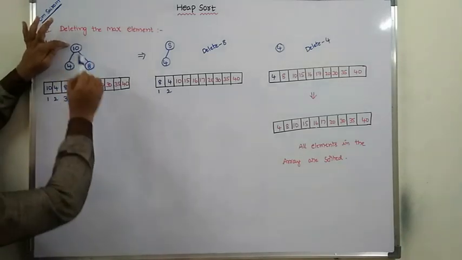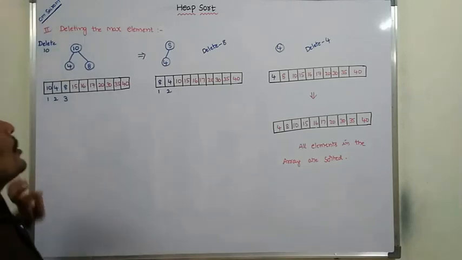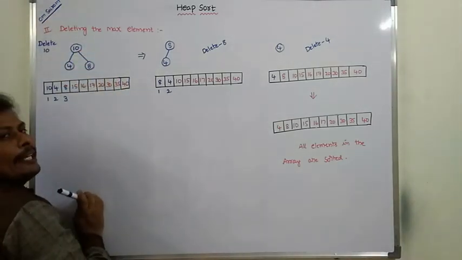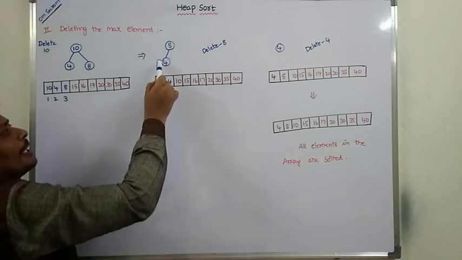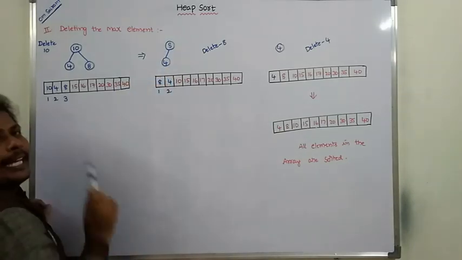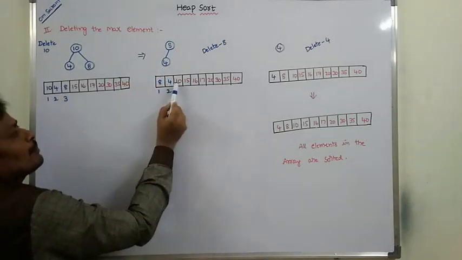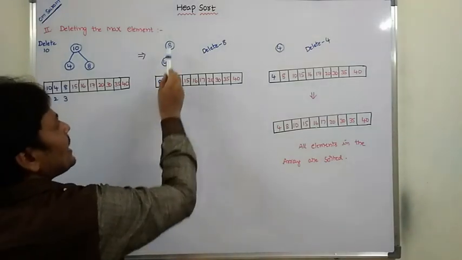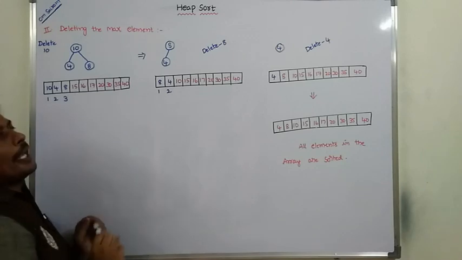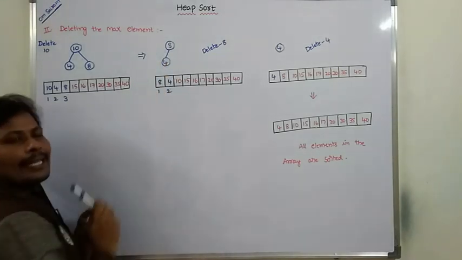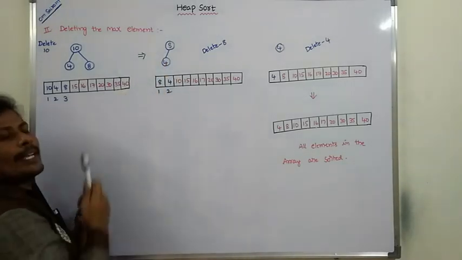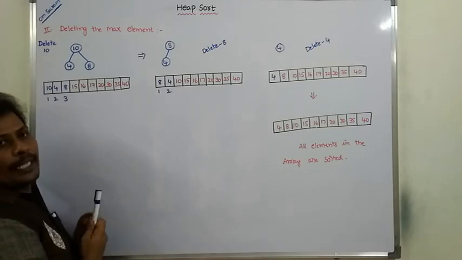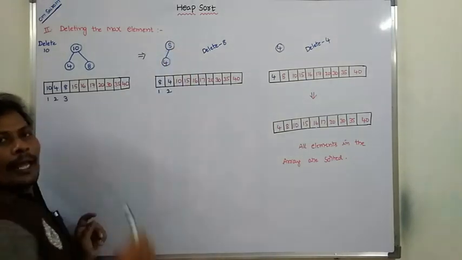So now 10 can be replaced with 8. After replacing 10 with 8, here 8 and 4 are there. 10 is deleted. The deleted 10 is placed in this position. Okay. So now it contains only two elements. So 4's parent is 8. Okay. It satisfies the maximum heap property. So it is a maximum heap.